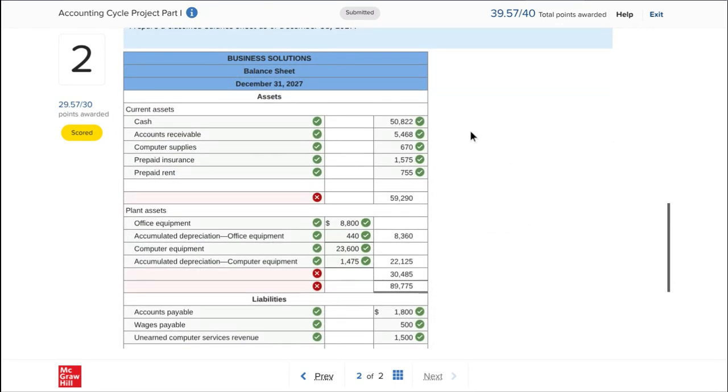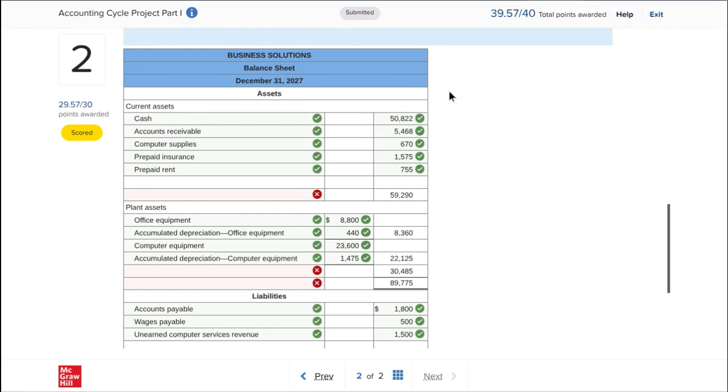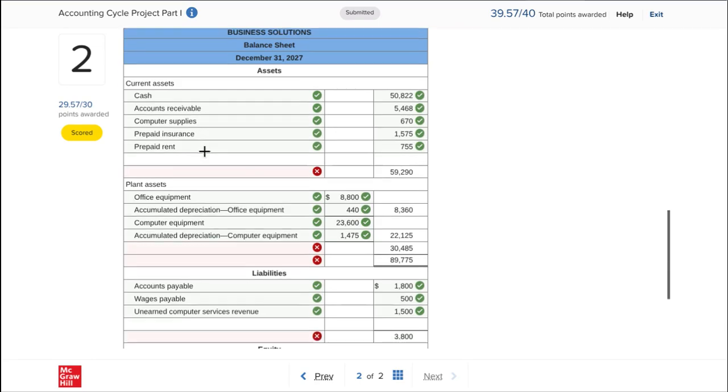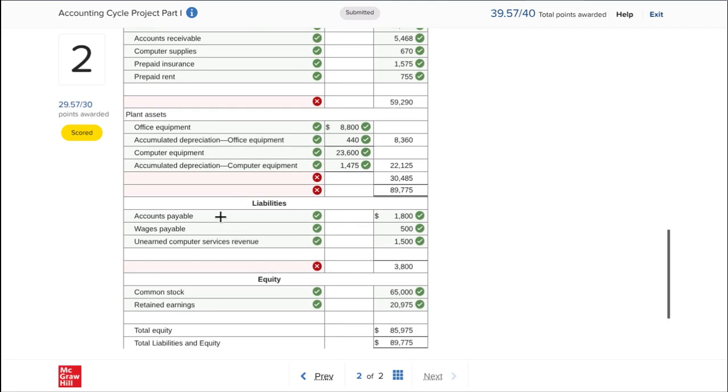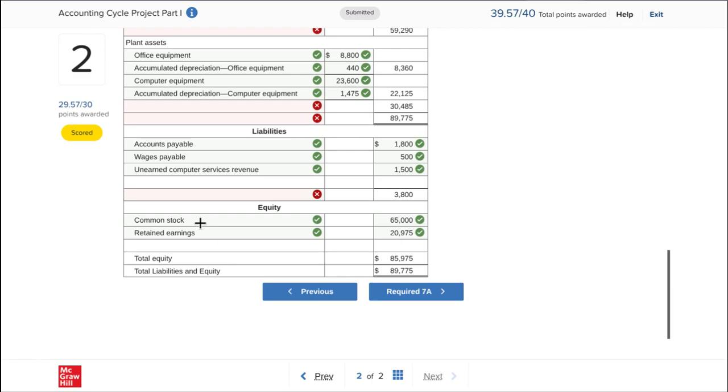Okay. Looking at the balance sheet, you see as of December 31st the company's assets, what it owns, such as cash, supplies, and all those, and then the liabilities down here, what the company owes, such as accounts payable, wages payable, and the equity shows the retained earnings and common stock in the equity.